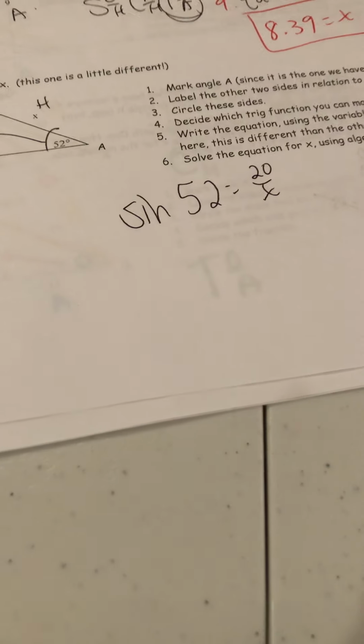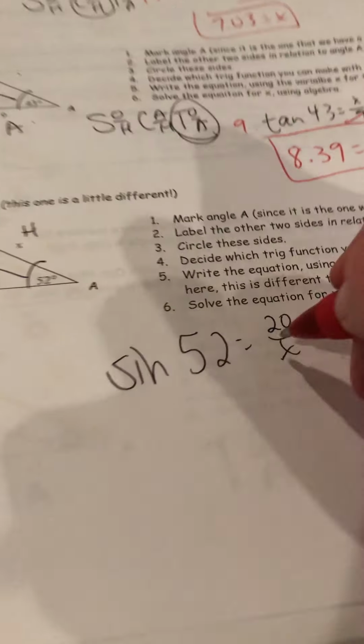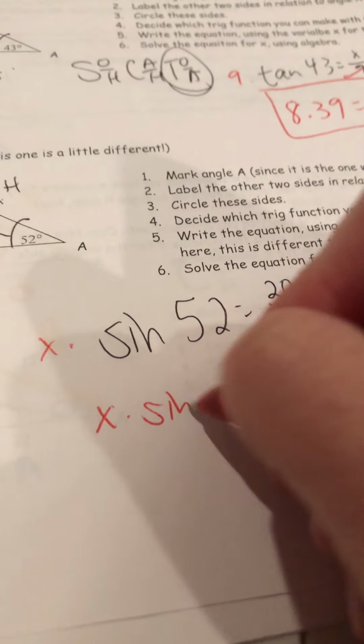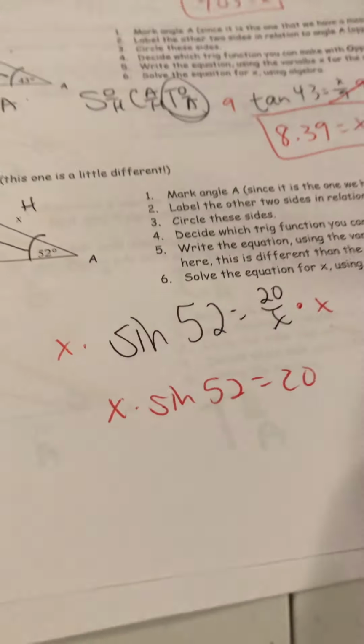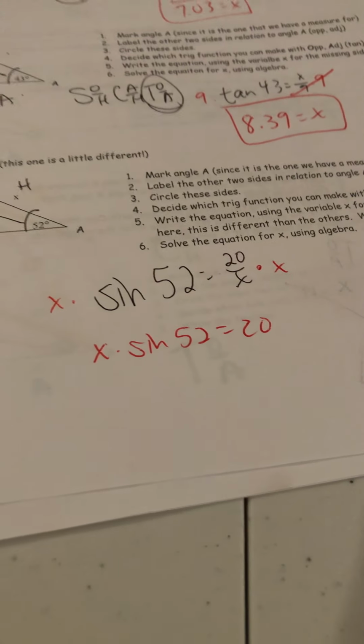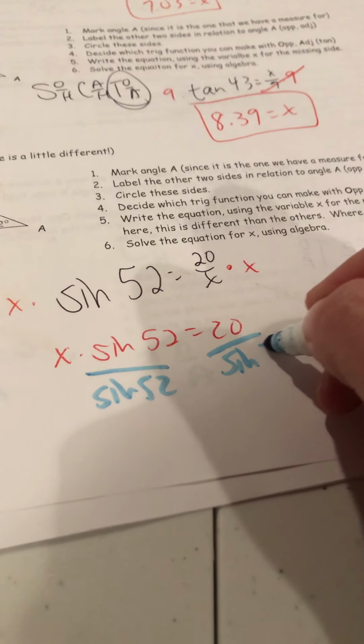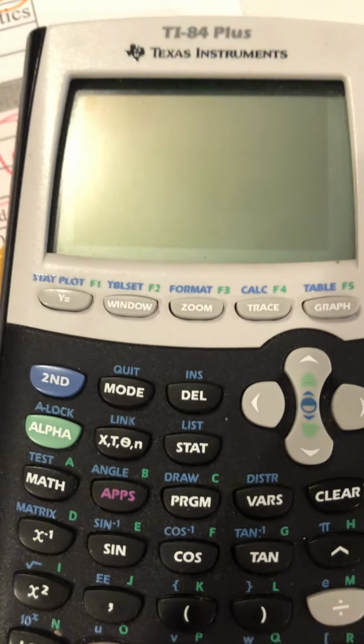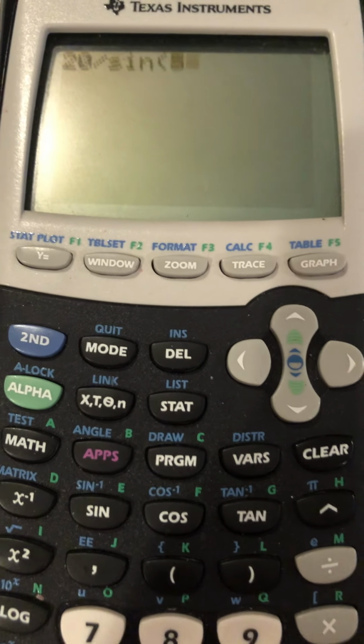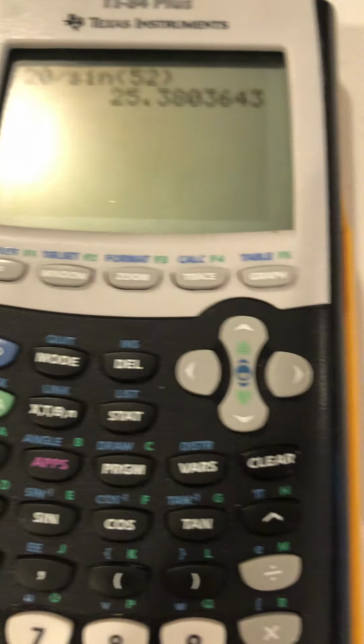So in this case, I would have to multiply by x to get it out of the denominator. So I've got x times sine of 52 equals 20. And now I want x by itself, so I would divide both sides by sine of 52. So it would look a little bit different in my calculator. This time I would do 20 divided by sine of 52. And you can say I get 25.38 for my answer.